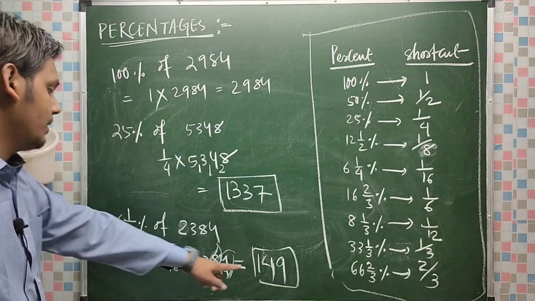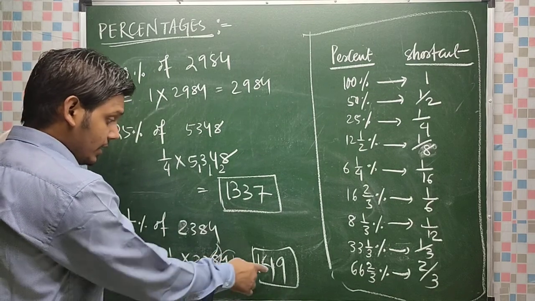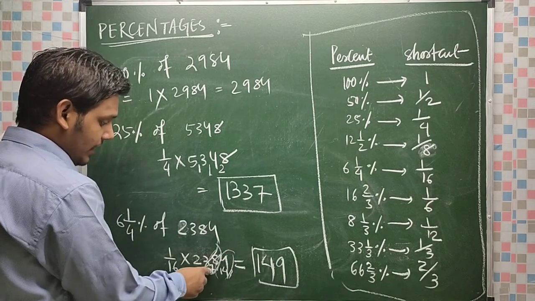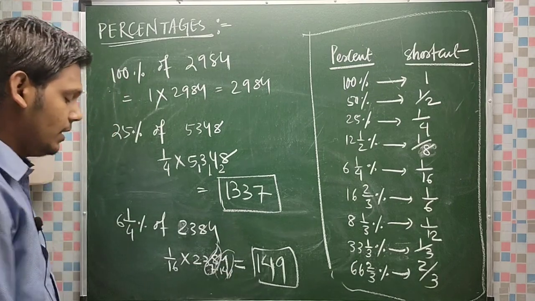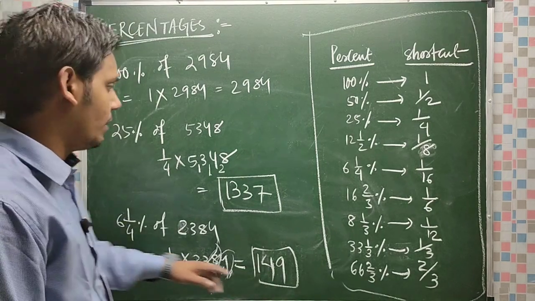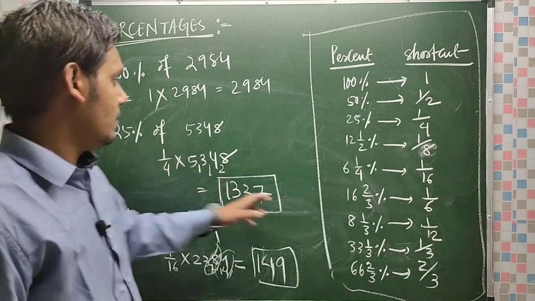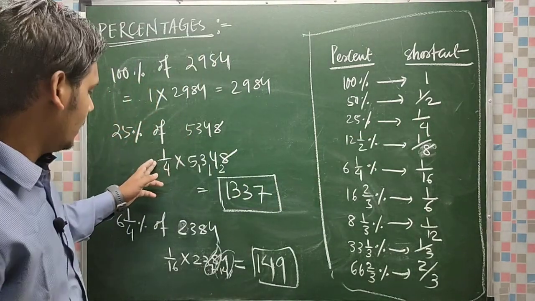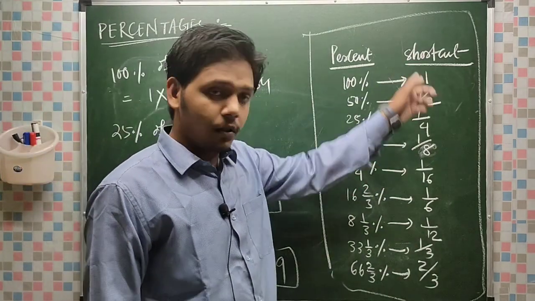I have divided 16 1 16. 23 minus 16 is 7, 78. Now 16 4 64. 78 minus 64, that is 14, and 144, 16 9 144. So the answer is 149. So directly, 6 whole 1 by 4% means 1 by 16 you have to multiply, and 25% means 1 by 4 you have to multiply. Here 1 by 16, here 1 by 4. So directly you have to use these shortcuts.